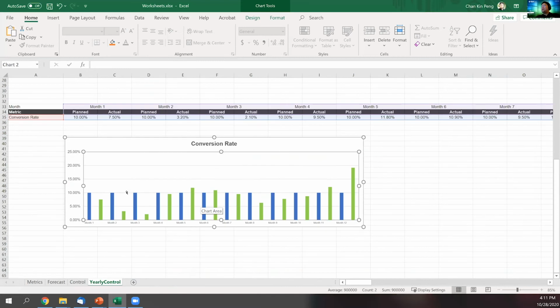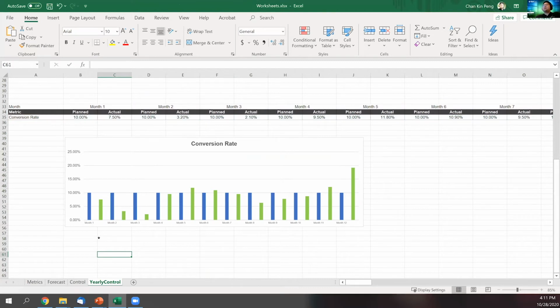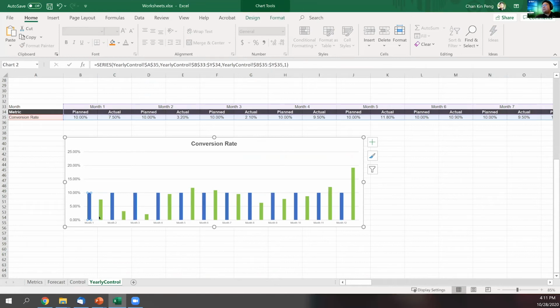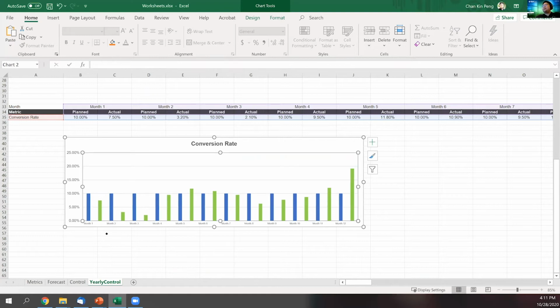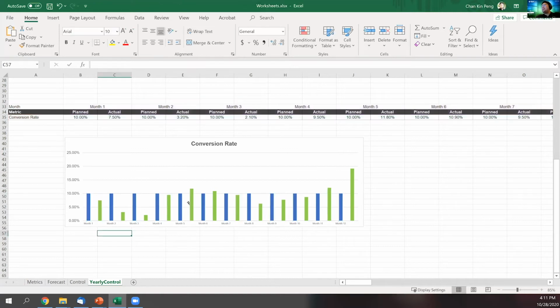So how do we interpret this particular graph? Basically, visualizations make it easier for people to spot trends. So what does this mean? In the first month, for the conversion rate, right, they were expecting, for example, a 10% conversion rate. But basically, the second number here, the green bar, represents the actual results for that particular month. So basically, anything less than the blue line means that it was underperforming. Anything higher than the blue line means that it was outperforming.